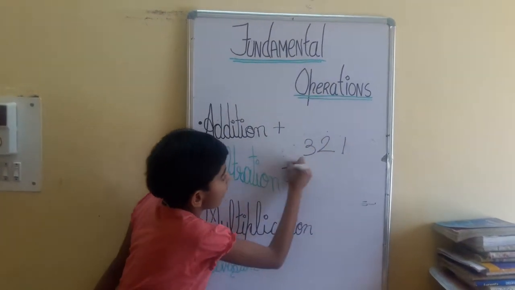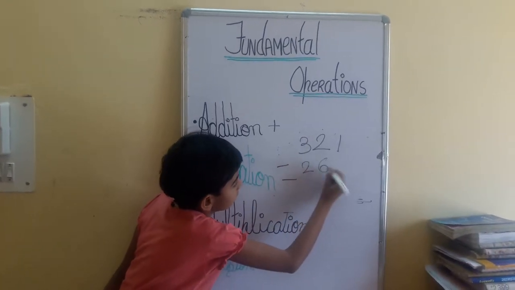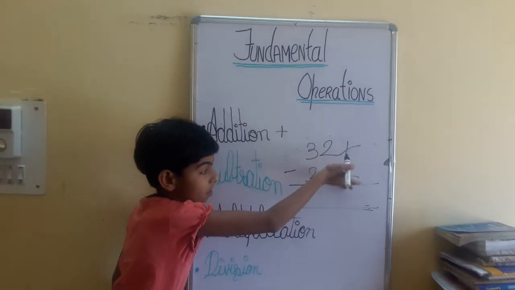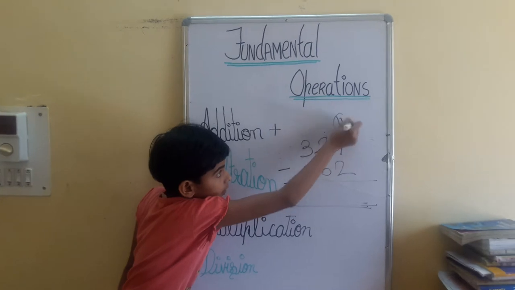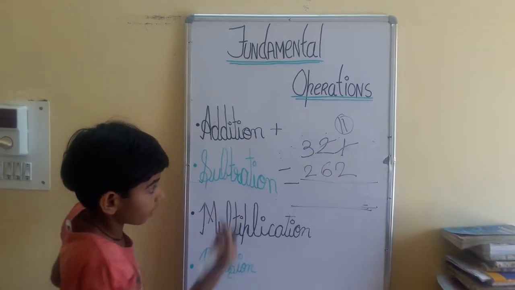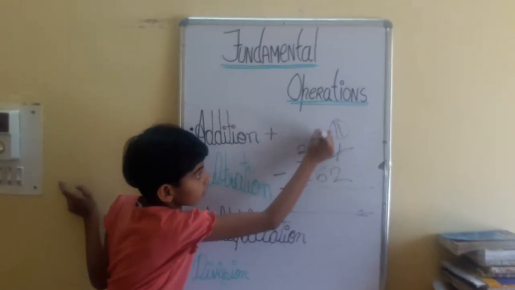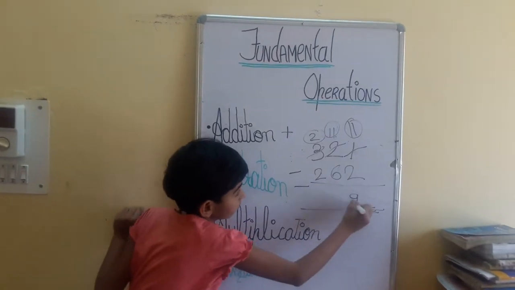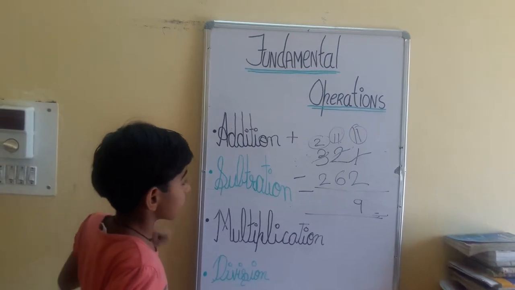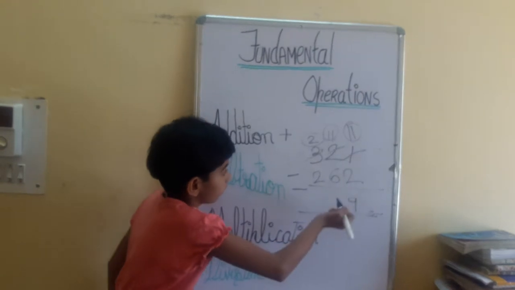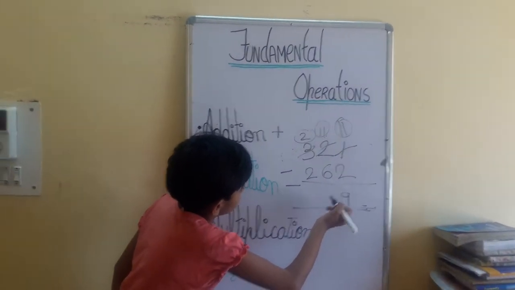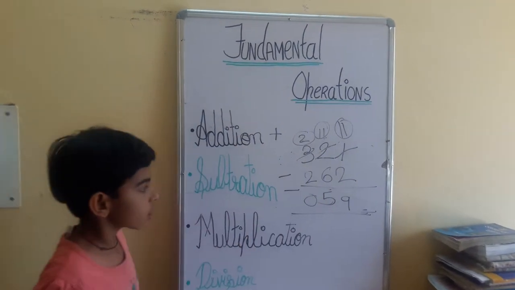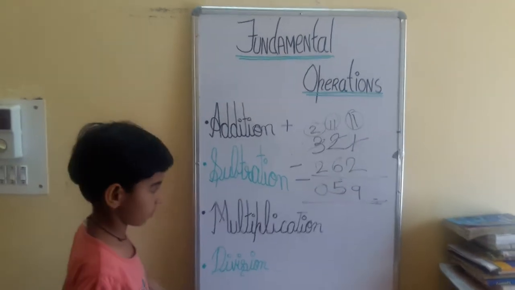321 minus 262. 2 cannot be minus by 2, 1 cannot be minus by 2. So it becomes 11. And 6 also cannot, so it will also be 11, and this will be 2. So 11 minus 2 is 9. 11 minus 6 is 5, and 2 minus 2 is 0. So the answer is 59 rupees.